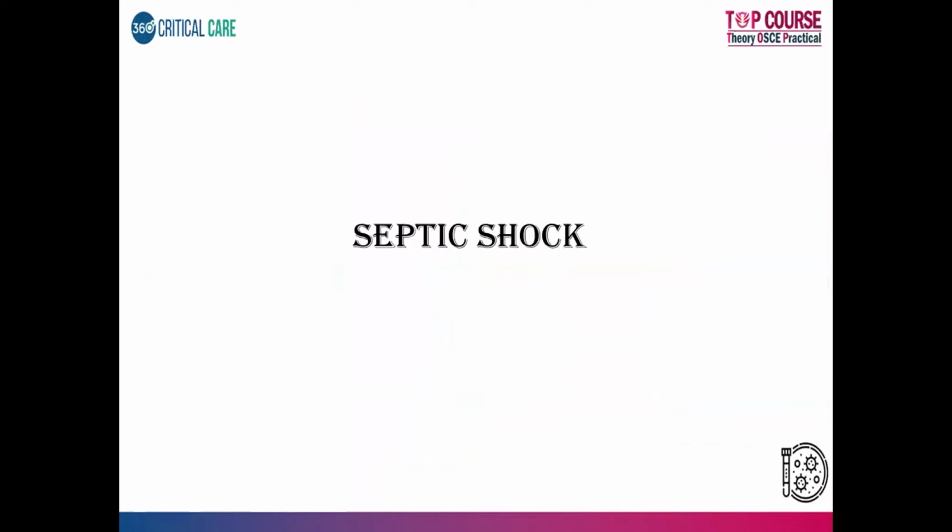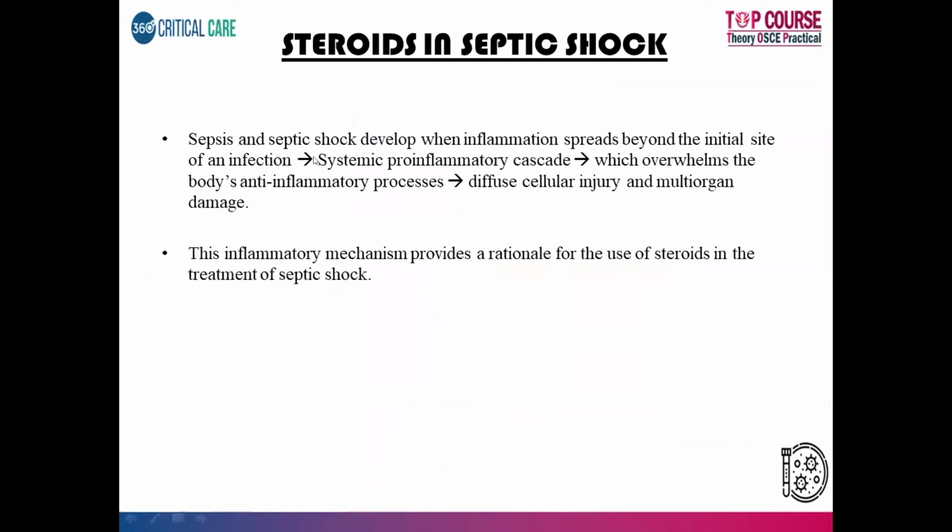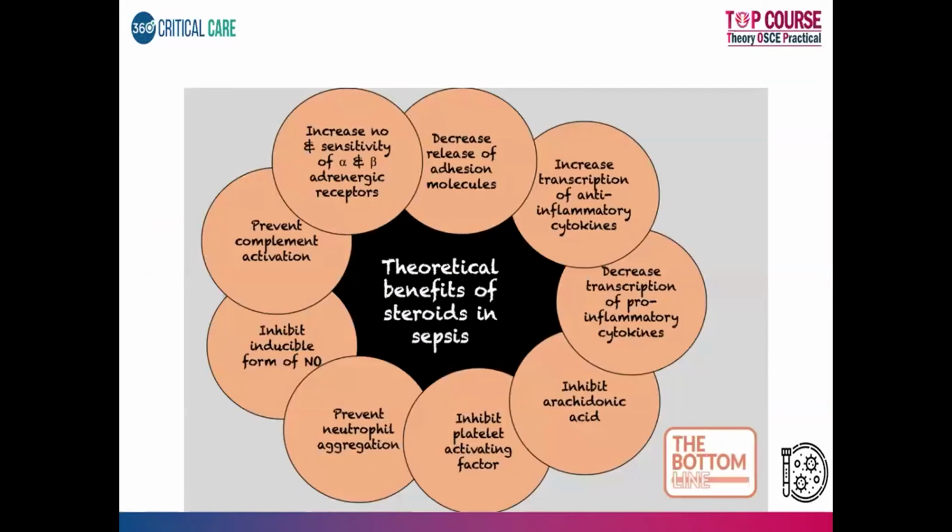Okay. Now coming to the role of steroids in septic shock. So sepsis and septic shock develop when the inflammation spreads beyond the initial site of an infection, leading to a systemic pro-inflammatory cascade, which overwhelms the body's anti-inflammatory processes, leading to diffuse cellular injury and multi-organ damage. So this inflammatory mechanism provides a rationale for the use of steroids in the treatment of septic shock. So there are a lot of theoretical benefits of steroids in septic shock.